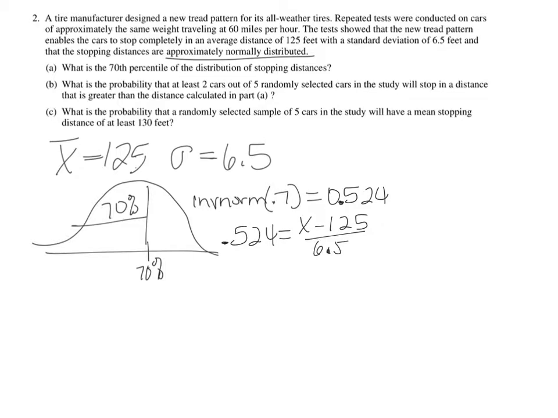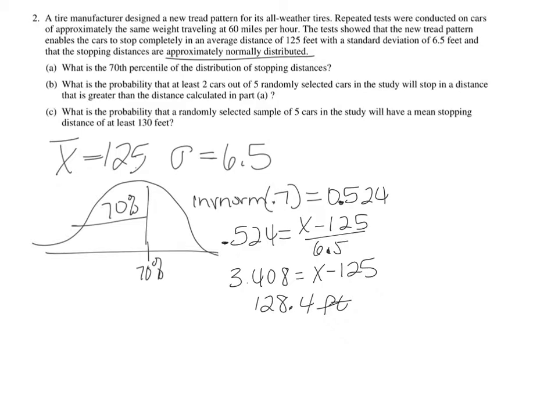And we solve that by multiplying by 6.5. We get 3.408 equals x minus 125. And we're going to add 125 to both sides. And we get 128.4 is the stopping distance for the 70th percentile.